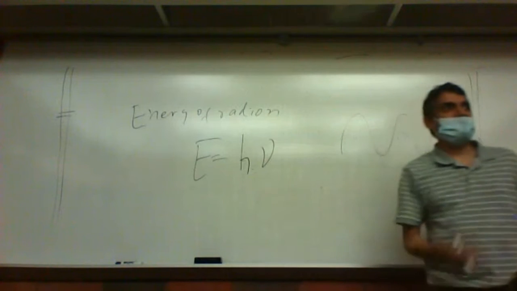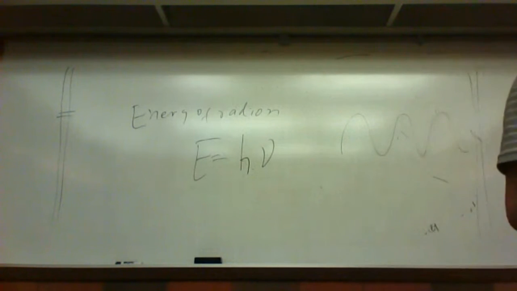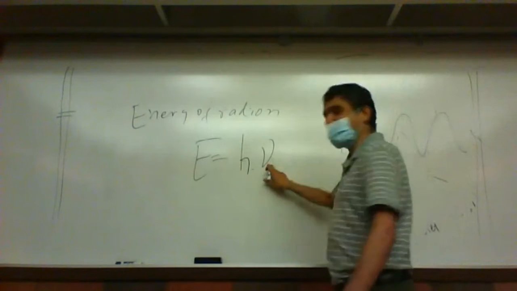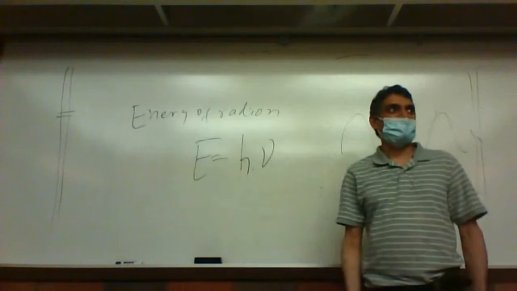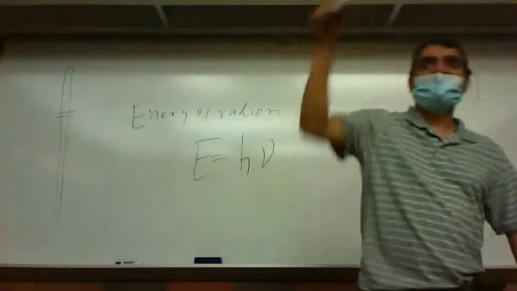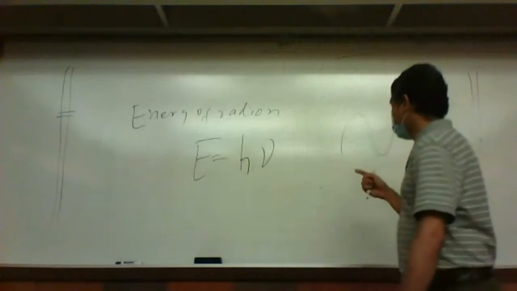So h nu. This is the equation. h is called Planck's constant. Planck is the person who figured out how to measure the energy of radiation. He said, how much energy is it? First of all, measure the frequency. I already told you how to measure the frequency: sit there and look at a certain point, and count how many times the wave passes through that point in 1 second. That's the frequency.